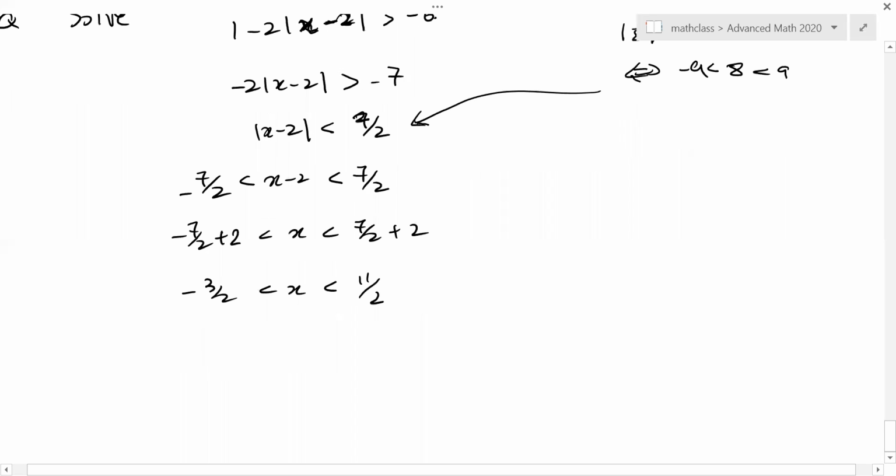All right, if you know how to do it, let me ask you to do the next one: 1 minus absolute value of 2x minus 1 less than -7. Please do this.